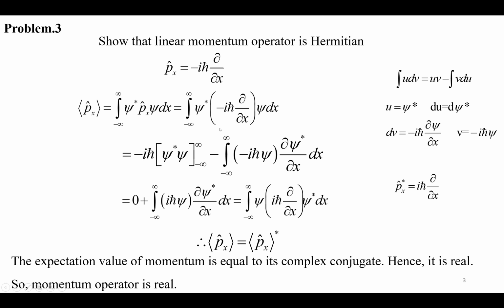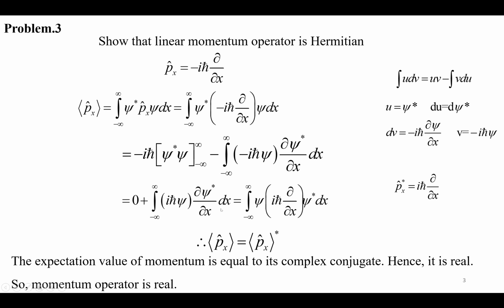Okay, and of course psi star psi with the limits minus infinity to plus infinity: the very important property for any wave function is that it has to die out at infinity. Correct? Whether it is plus infinity or minus infinity, it has to die out. So the uv term will go off. It will become 0, and we'll go for the second term. Minus into minus plus, you have i h cross psi d psi star by dx.